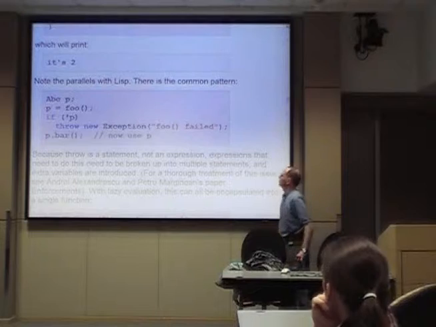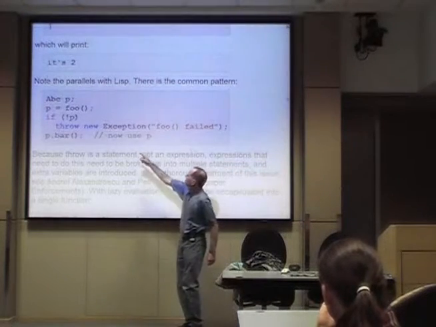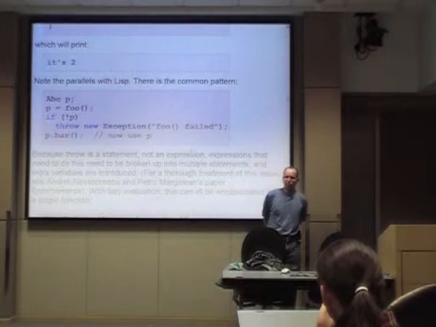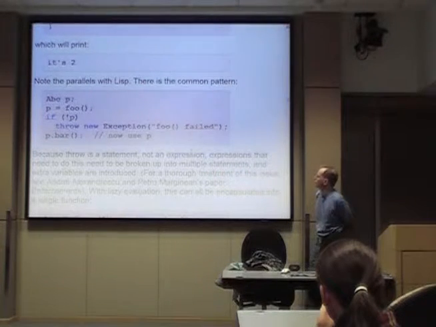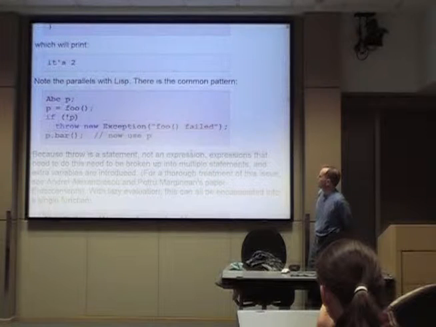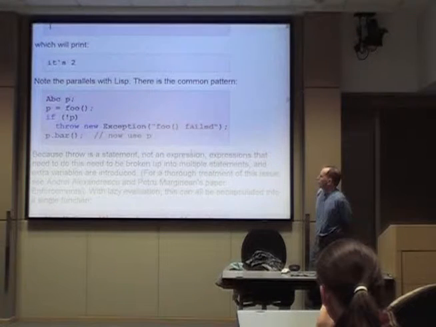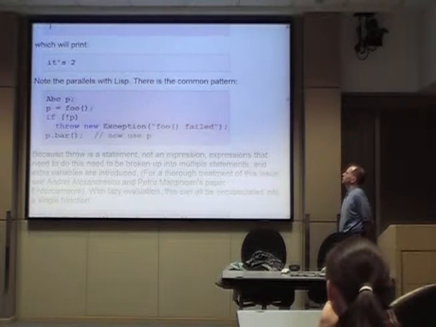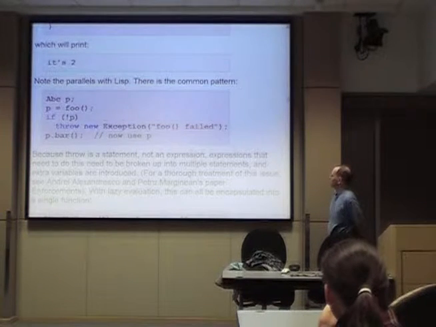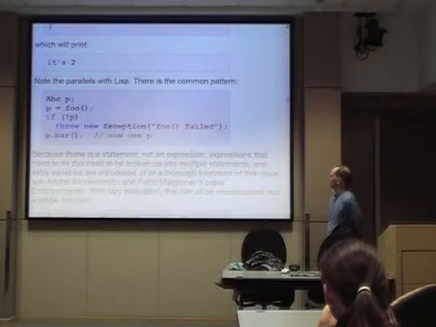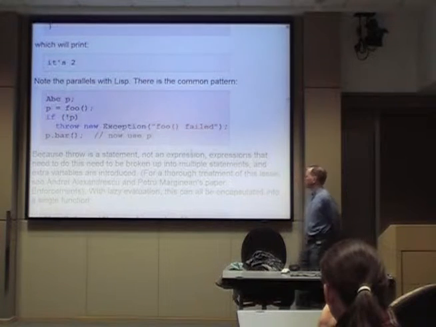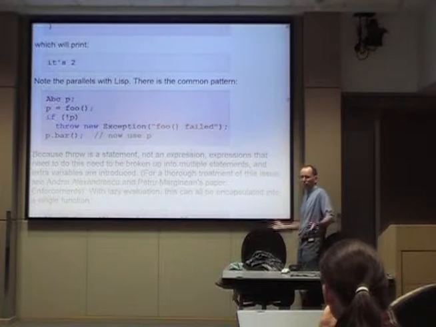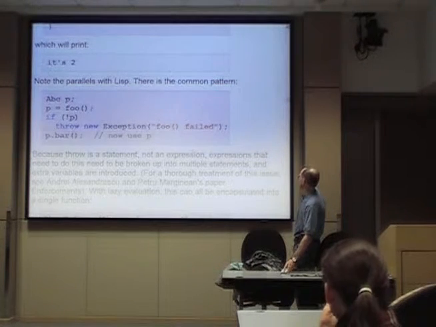Okay, here's another common pattern. I have a variable called p and I initialize it with foo, and if it fails, I want to throw an exception. Otherwise, I want to use it. Now I have a problem because throw is a statement. Those things need to be broken up into multiple statements and extra variables. Andrei and Petru have a paper called Enforcements, which explains why this is a nice thing to have.